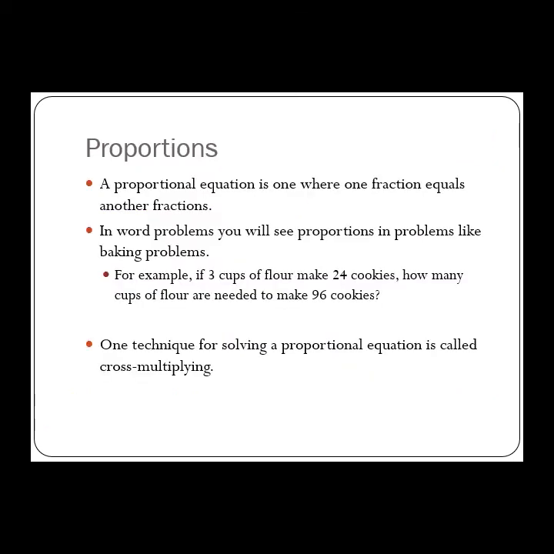The next type of equation we're going to work on is a proportion. A proportion has one fraction equal to another fraction. You might see it in a word problem that's something like this baking problem we have here. 3 cups of flour makes 24 cookies. How many cups of flour make 96? We can set this up as 3 is to 24 as what is to 96.